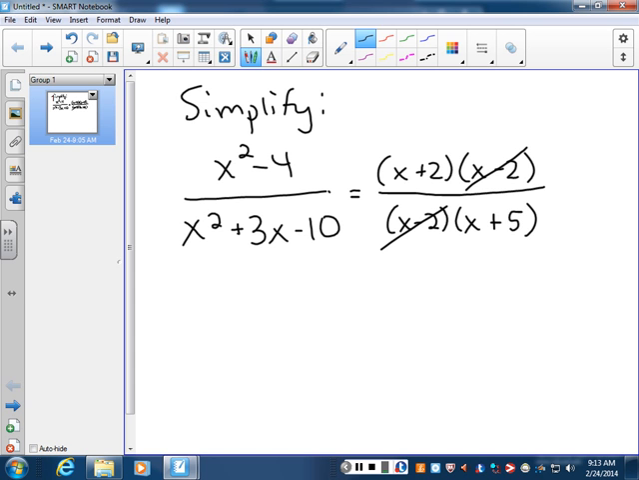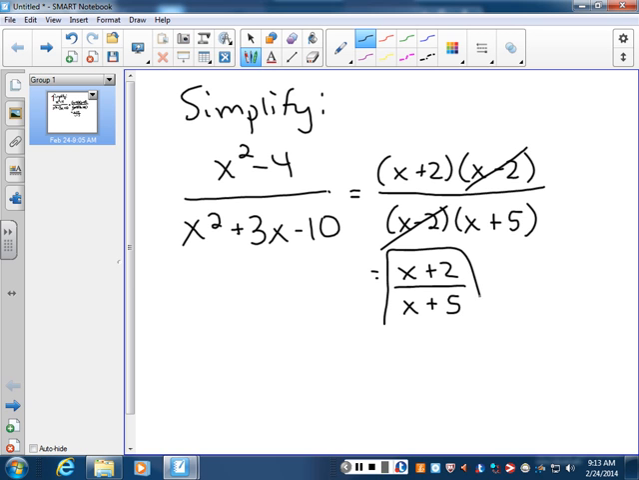Now, if you remember, we got to think back now because this was a week ago. Sometimes they just canceled. Sometimes they left a negative 1. Do these just cancel, or do I have to put a negative 1 in there? They just cancel. These ones just cancel because they're the same. When they're the same, they just cancel. So my answer then is x plus 2 over x plus 5. So for simplifying, for multiplying, and for dividing, we're just going to factor and then cancel any common factors.